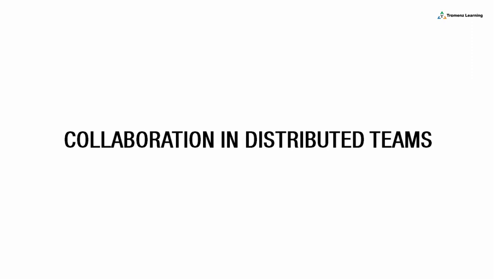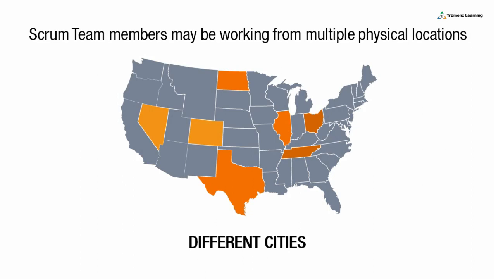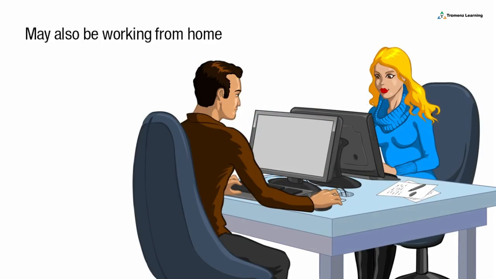Now, let us discuss collaboration in distributed teams. Although co-located teams are preferred, at times the Scrum team may be distributed. Scrum team members may be working from multiple physical locations, such as different cities or even different countries, and/or may also be working from home.